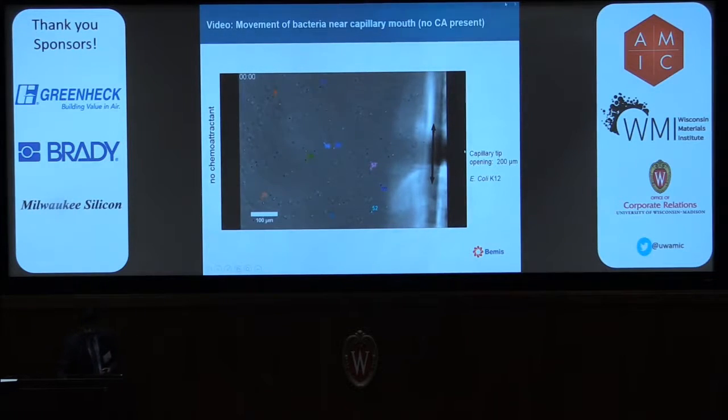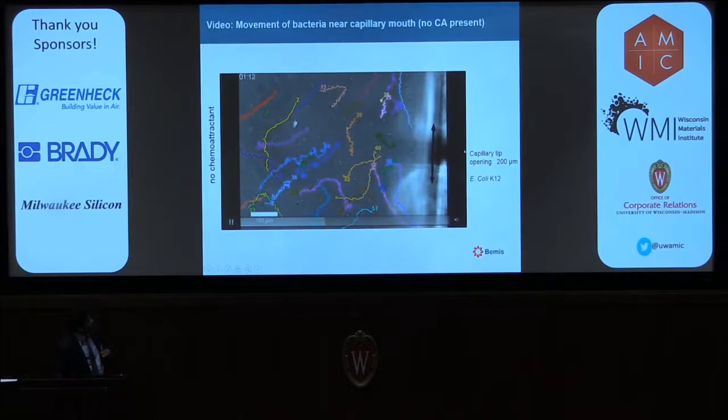So now I'll show a video of what happens near the capillary mouth when there is no chemoattractant present. In this video, you will see that I have selected a number of bacteria and shown their trajectories in order to show more clearly how bacteria move around the capillary when there is no chemoattractant present. 60 bacteria were randomly selected around the capillary mouth, and what you find is, number one, that the bacteria are moving randomly, and while a few of them move towards the capillary mouth, most of them are moving in an unbiased fashion in various directions. So this is the control.